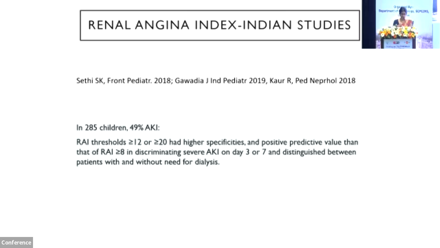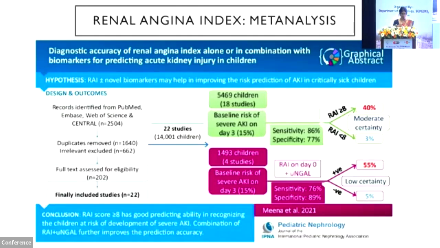However, a study from AIIMS, Delhi, further characterized the renal angina index cutoff to more than 12 and more than 20 to predict severe AKI at day 3 and day 7 respectively, and was also useful to discriminate the need for dialysis. This was the meta-analysis of 22 studies, and you can see here the specificity of 77% when we used the renal angina index. When you combine urinary NGAL and renal angina index, it improved the specificity from 77 to 89%.